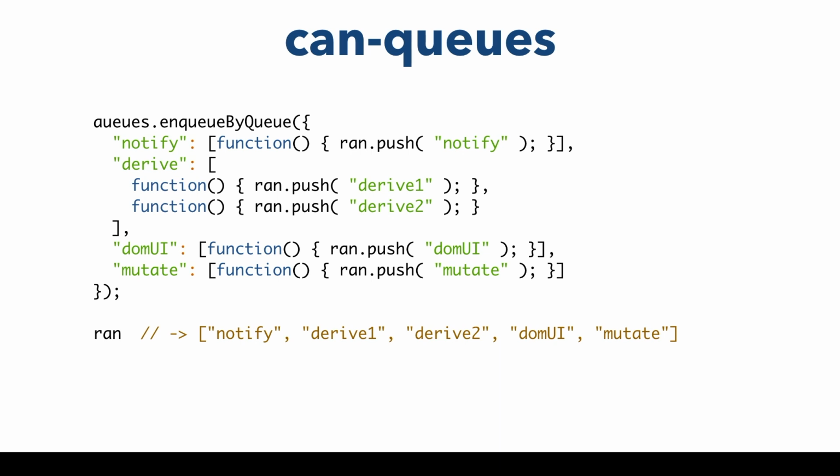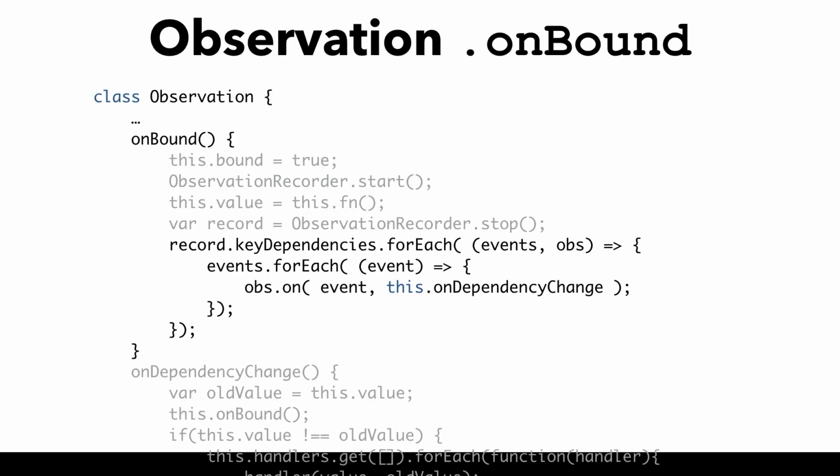The CanQueues package in CanJS contains several of these queues and wires them up to flush one queue after a previous queue has completed. It also has this enqueueByQueue helper function to enqueue several functions at once and begin flushing the queues. We will be using this to run SimpleMap and Observations event handlers. Okay, so the first thing we want to change is to make observations update their value in the notify queue.